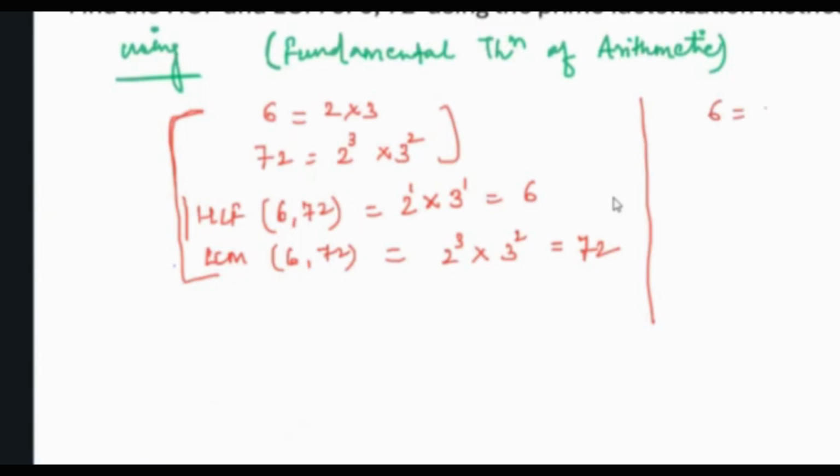Write 6 is equal to 2 into 3 according to the fundamental theorem of arithmetic, and 72 as 2 into 2 into 2 into 3 into 3. For HCF, now look at the common prime factors. 2 is a common prime factor and 3 is also a common prime factor. Write their product over here and you will get your HCF. And for the LCM, write this 2 into 3.